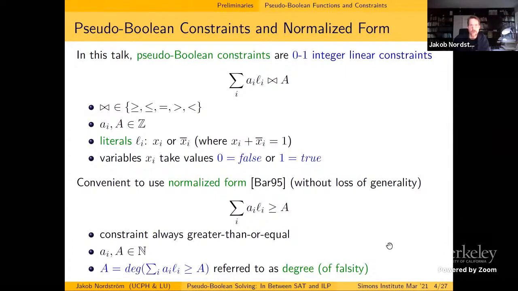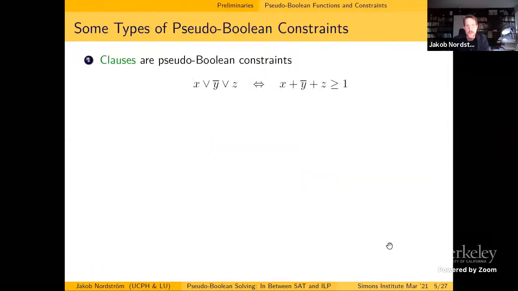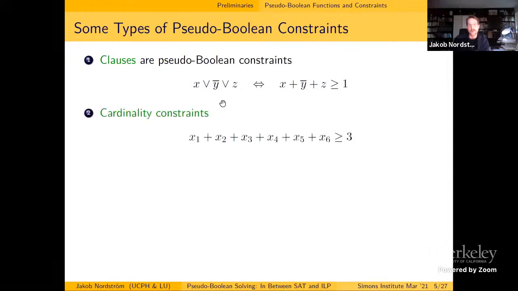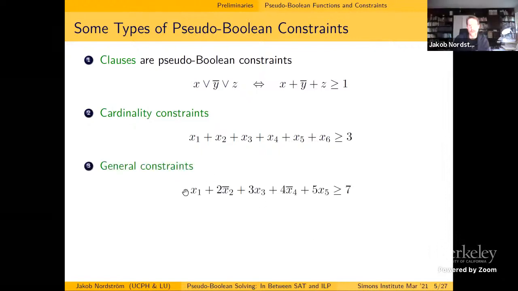Okay, so just to make sure we're on the same page. If you have clauses in CNF, those are just special cases of pseudo-Boolean constraints, because you just sum up the literals and want at least one of them to be true. And then we saw that cardinality constraints are an example of a more general class of constraints. And then you can go wild and have arbitrary coefficients, like this constraint, which is a general pseudo-Boolean constraint.